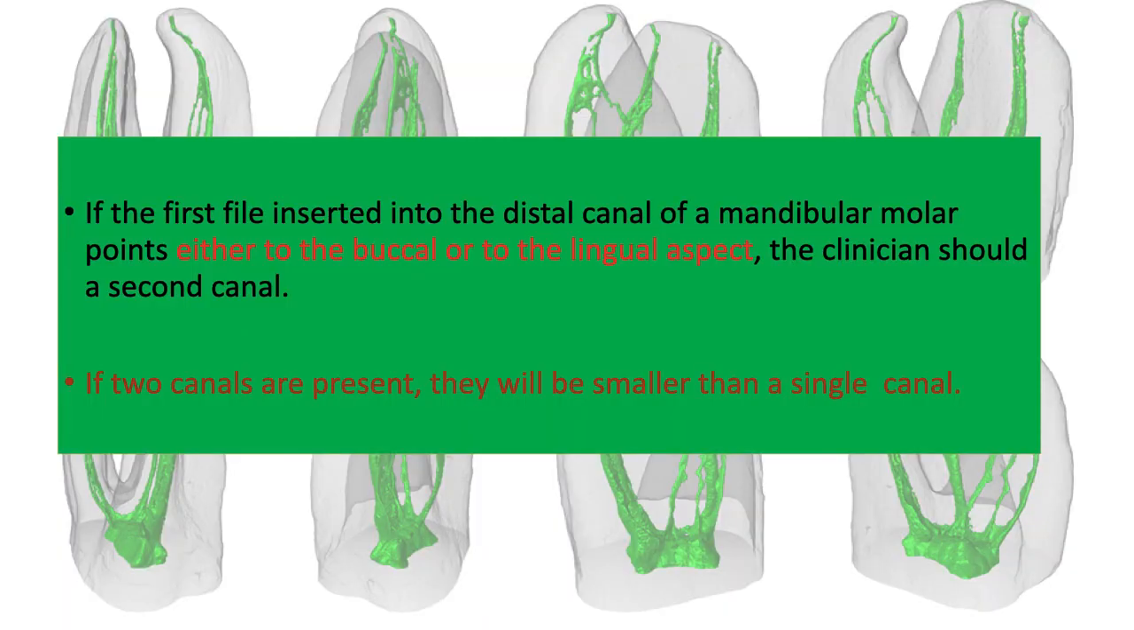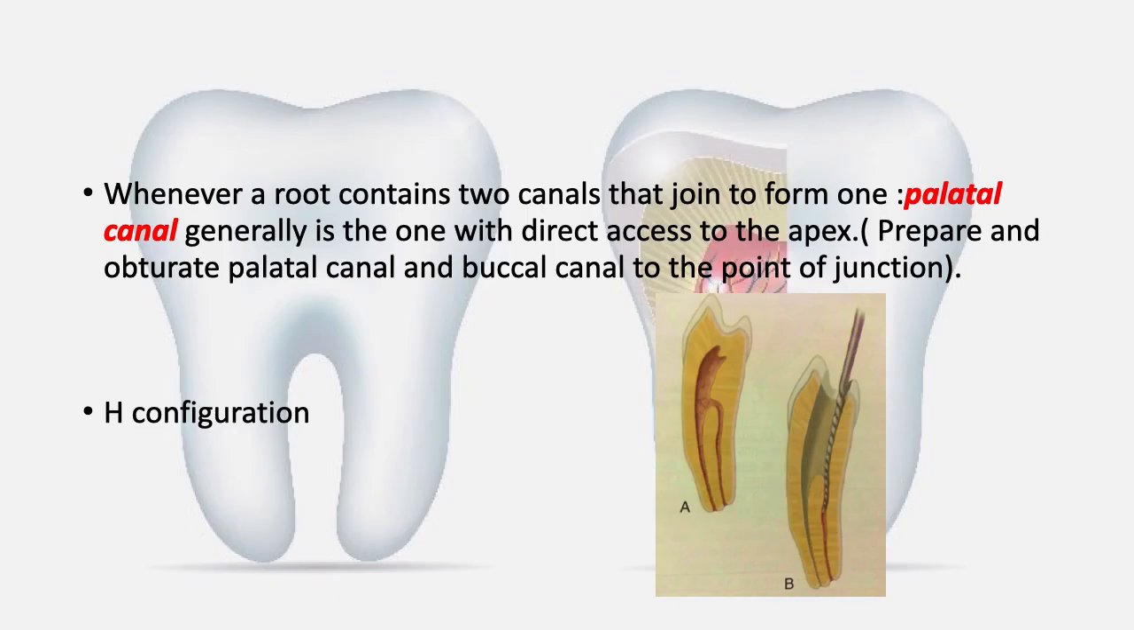If the first file inserted into the distal canal of a mandibular molar points either to the buccal or to the lingual aspect, the clinician should think that there is a second canal. And if two canals are present, they will be smaller than the single canal. Whenever a root contains two canals that join to form one, the palatal canal generally is the one with direct access to the apex. So in that case, you can prepare and obturate the palatal canal, and for the other canal, the buccal canal, you can prepare it up to where it meets, that is the point of the junction.